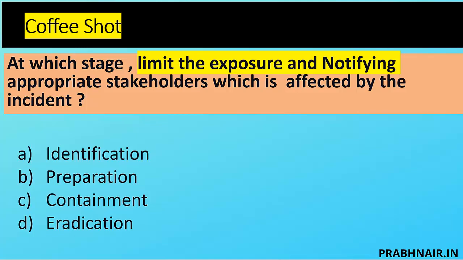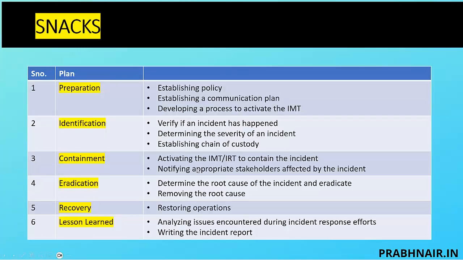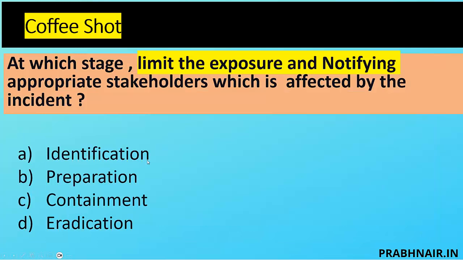At which stage do we limit the exposure and notify the appropriate stakeholders affected by the incident? If I go back to the snacks part, let's see in which particular stage we notify. Notifying appropriate stakeholders and activating the IMT happens in the containment stage. Preparation is a phase where we build the policy. Identification is a phase where we confirm the incident. But containment is the one where we isolate a system and notify the parties. According to GDPR, a data breach needs to be reported in 72 hours. That is done in the containment stage only. So that's why the answer is C for Charlie.